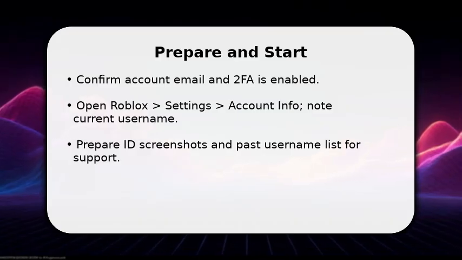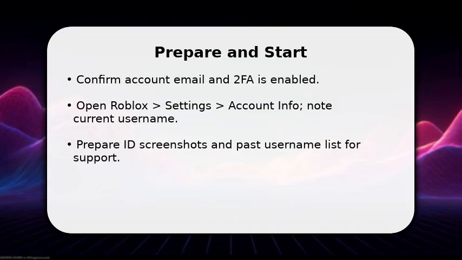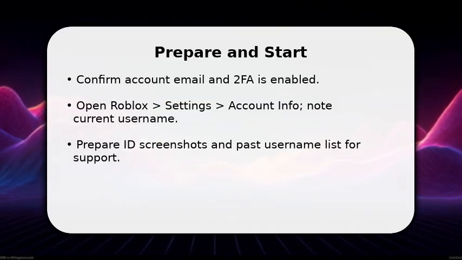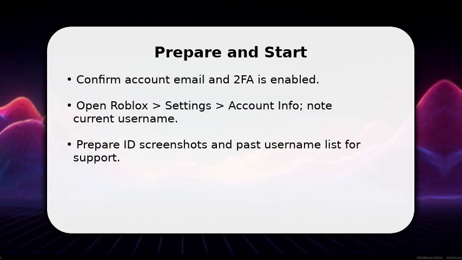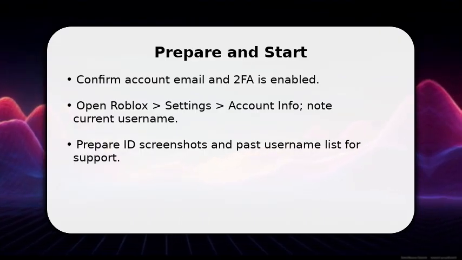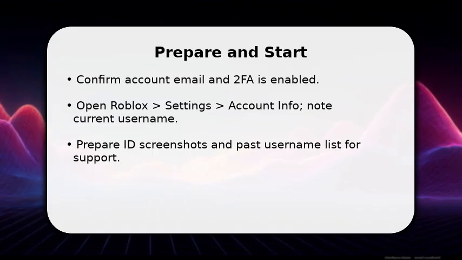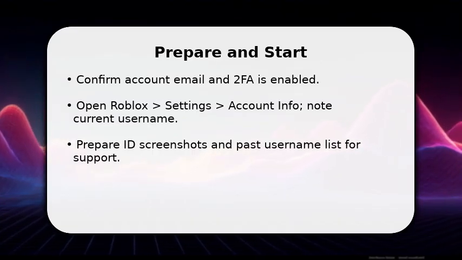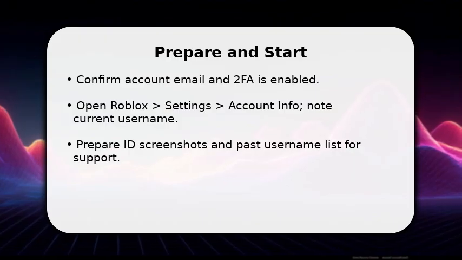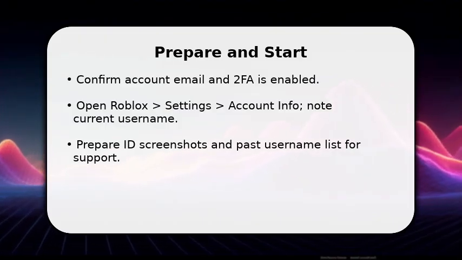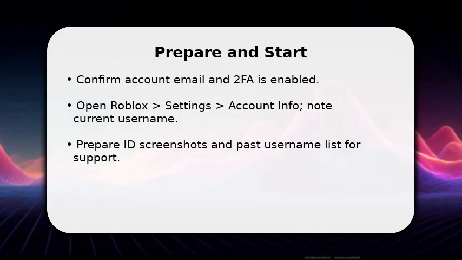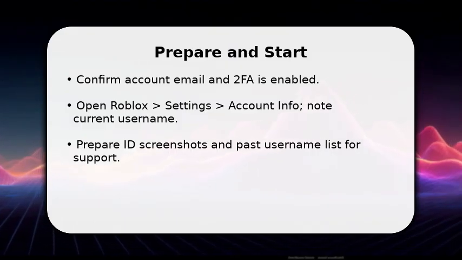You start by securing the account. Verify your email and enable two-factor authentication so Roblox can verify changes. Once done, open Settings and check account info to confirm your current username and any display name. At the same time, gather a clear list of the past usernames you want removed and prepare identity proof or account ownership screenshots. These items speed up the process when you contact Roblox support.